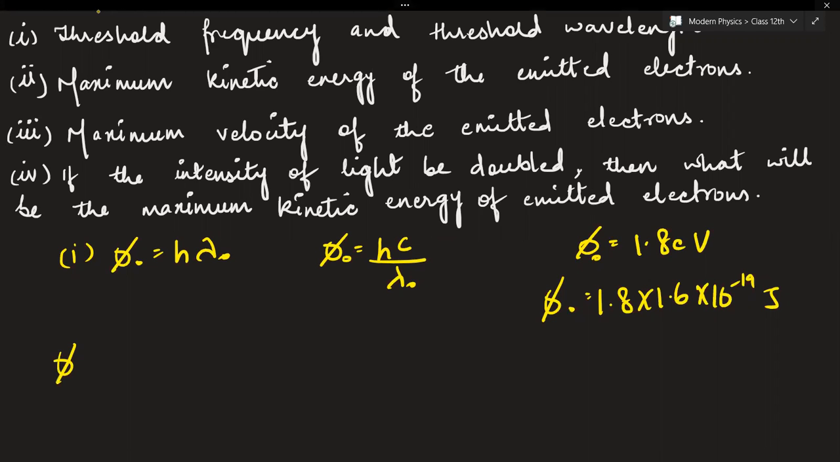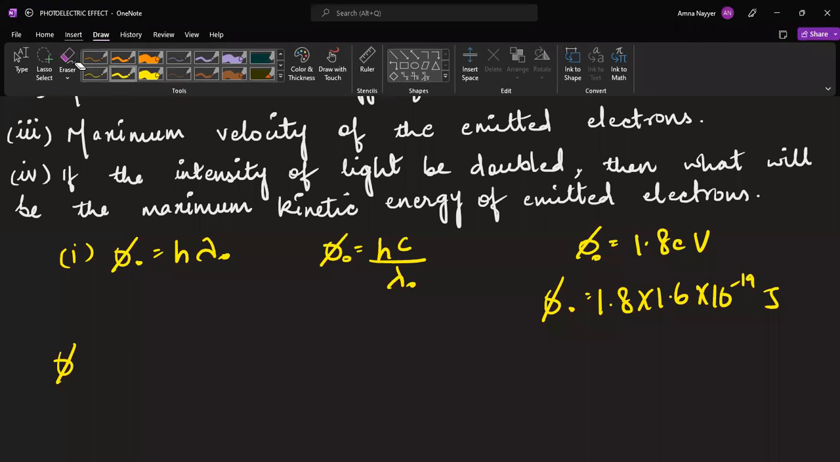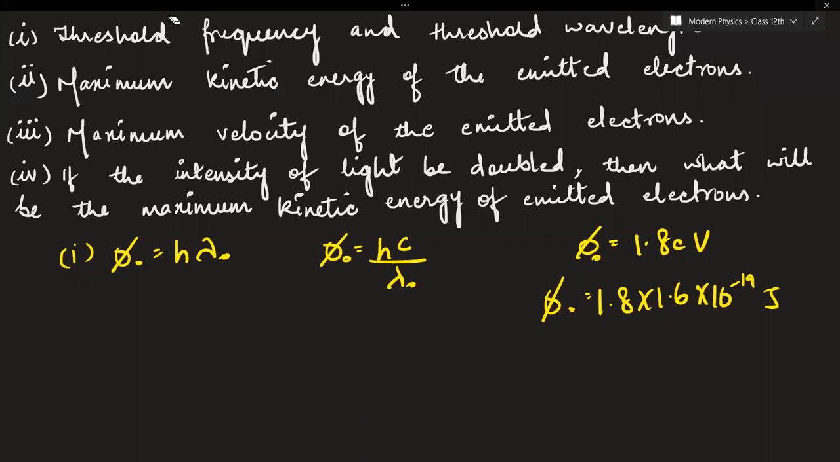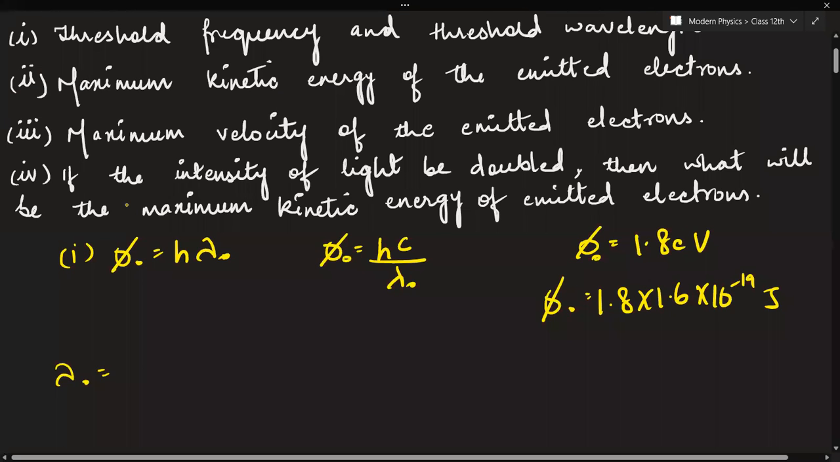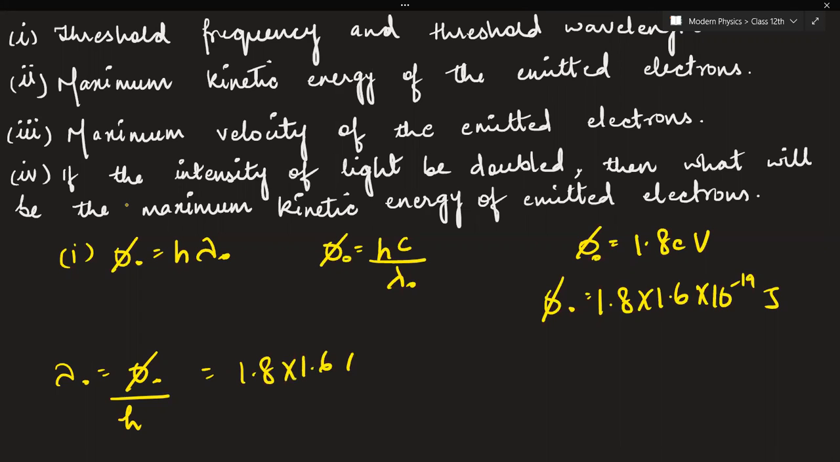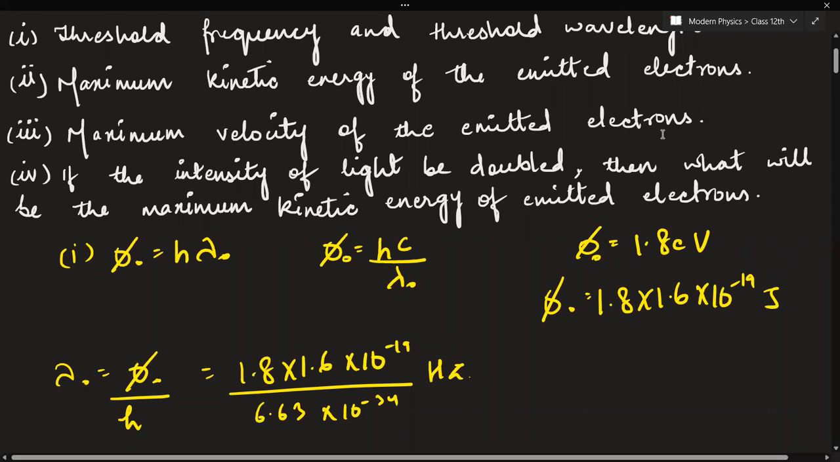For the threshold frequency, we'll have the work function divided by Planck's constant. So 1.8 into 1.6 into 10 to the power minus 19 by 6.63 into 10 to the power minus 34. Whatever answer you get will be in hertz. It will come to something like 4 point something. Just check it once.